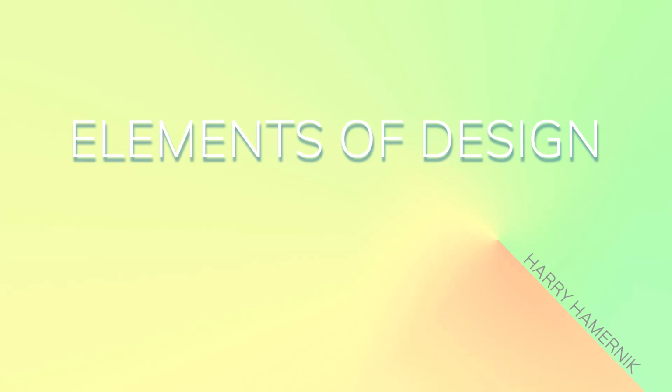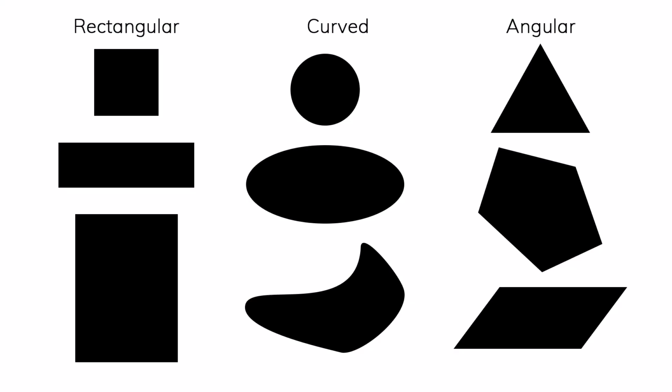In this lecture, we'll review the elements of design. Be sure to review the principles of design, which teaches you how to actually use the elements of design in your projects. The first one we're going to talk about is shape symbolism. So there are three basic shapes we'd like to review: rectangular, curved shapes, or angular shapes.